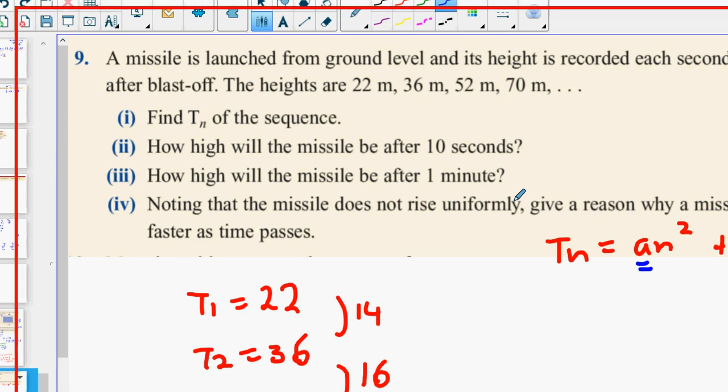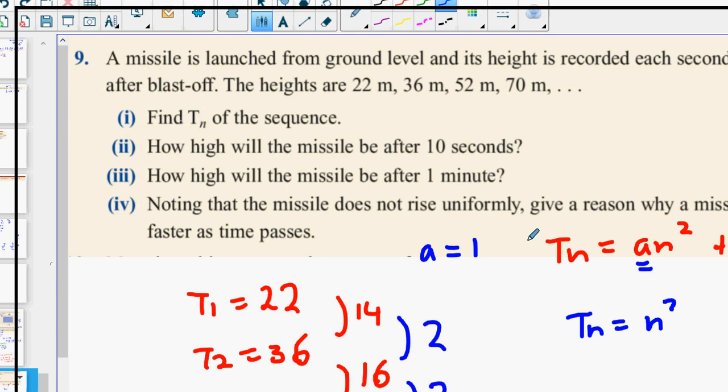So here's what it actually means. When you get the second difference, what is it? 2. A is half the second difference. So what's half the second difference? 1. This means A equals 1. Everybody got that? For all quadratic sequences, A is half the second difference. Okay? The formula now becomes what, guys? N squared plus, anybody? Bn plus C.